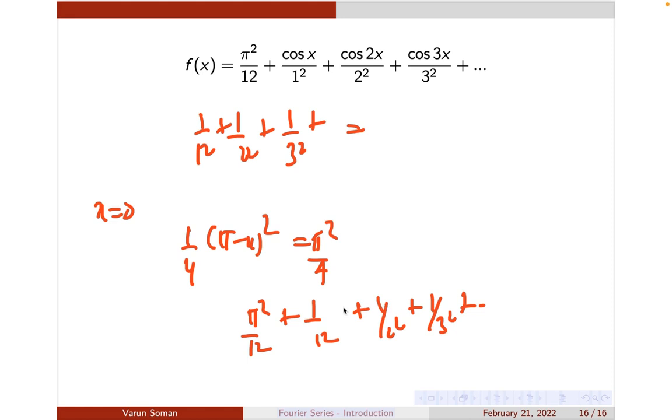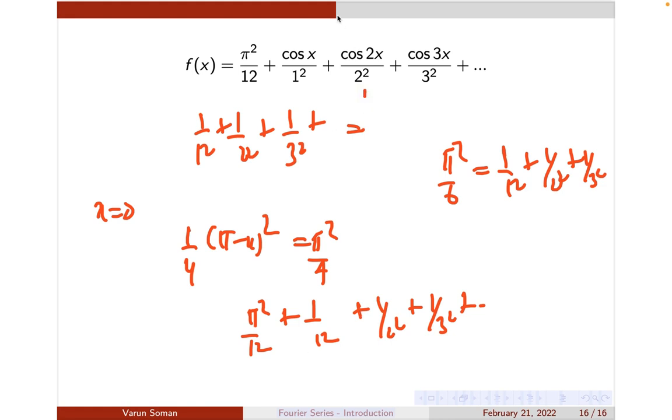Now if you equate both of them, you will be getting this as pi square by 4 minus pi square by 12. So it is 3 pi square minus pi square, so it is 2 pi square by 12. That's why you will be getting the value pi square by 6 is equal to 1 by 1 square plus 1 by 2 square plus 1 by 3 square plus etc. Okay, I hope it is clear.